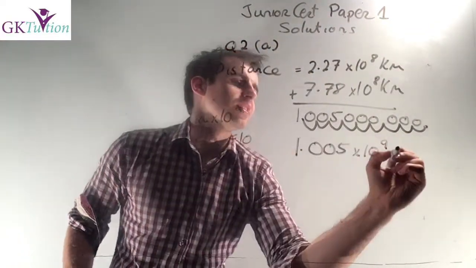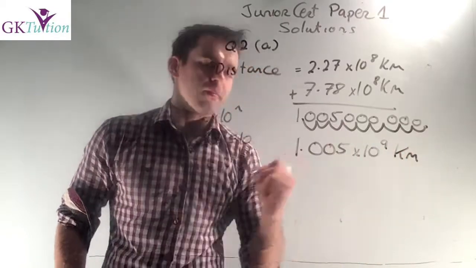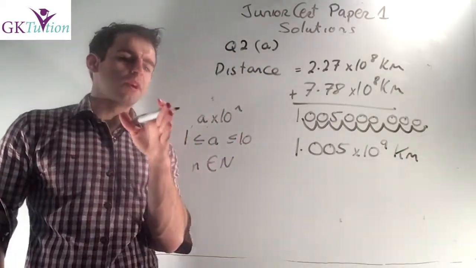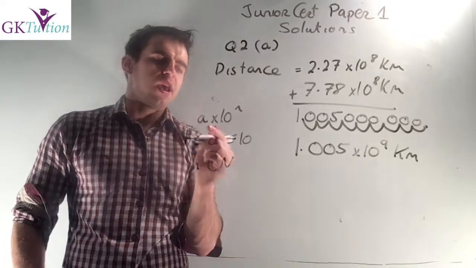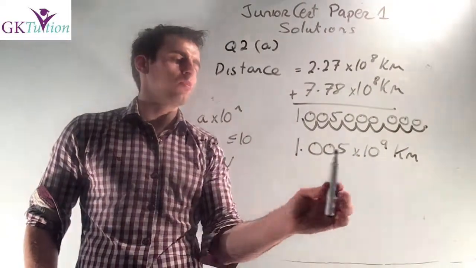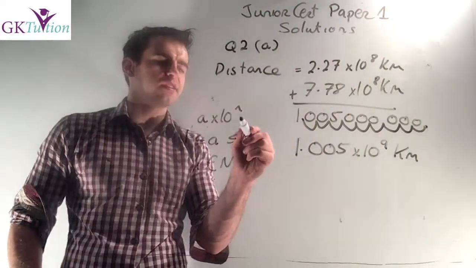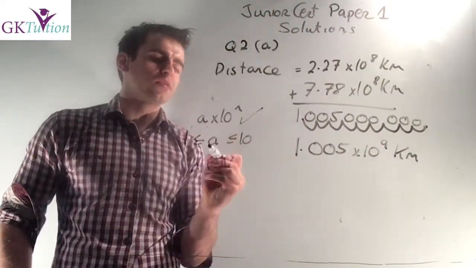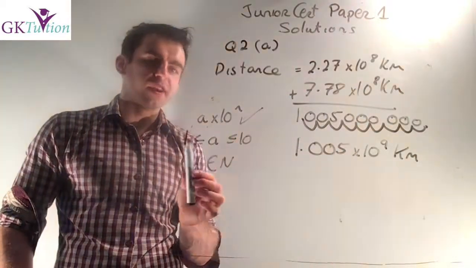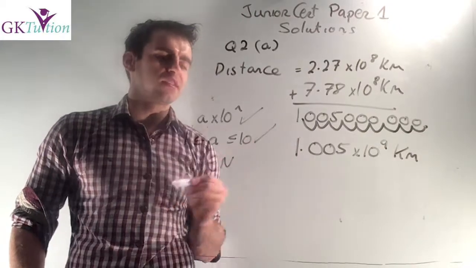Now, obviously this is a distance, so it needs to be in kilometers. If they're both in kilometers, my answer is in kilometers as well. So let's just make sure I've satisfied all my conditions. I need to write it in the form of a by 10 to the power of n. In other words, a number by 10 to the power of another number. Happy days, I've satisfied that one. My number needs to be between 1 and 10. 1.005 is between 1 and 10, so happy days, I've satisfied that.